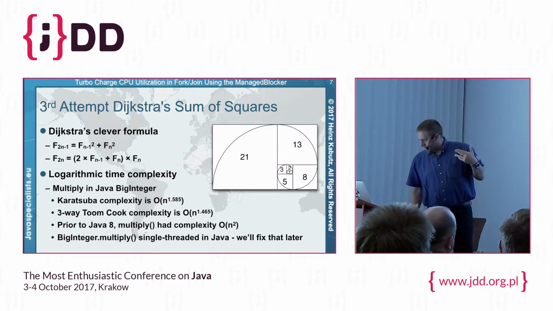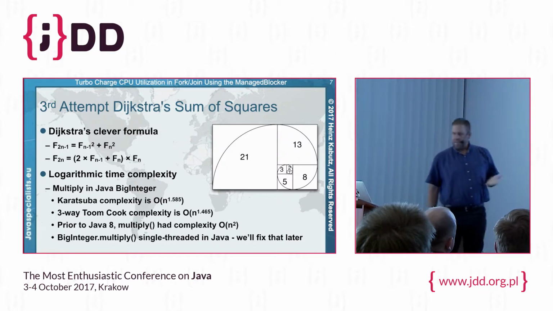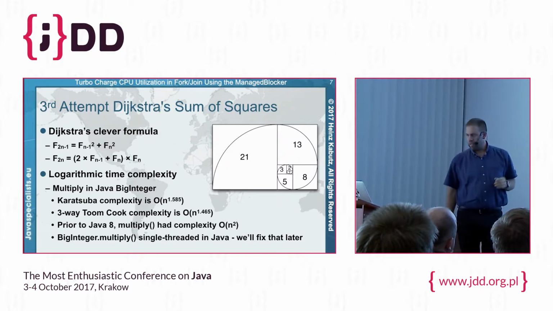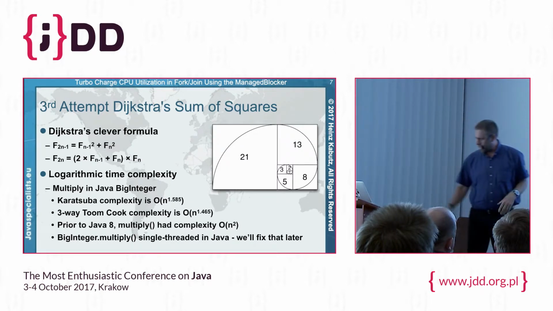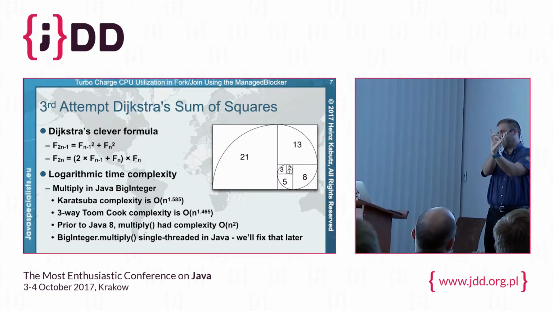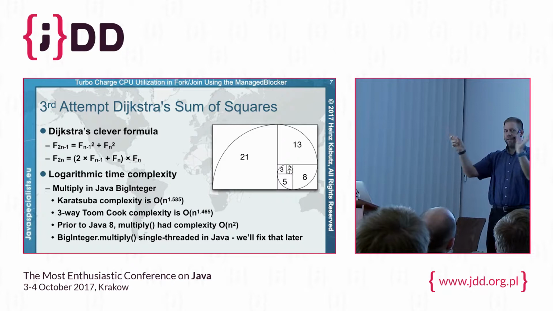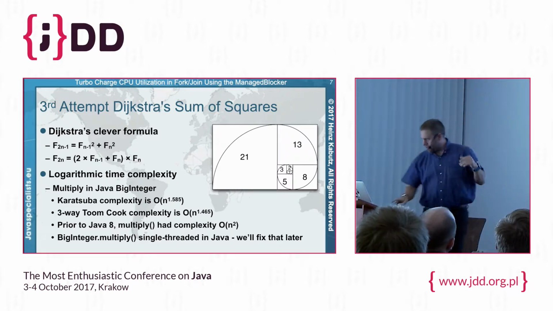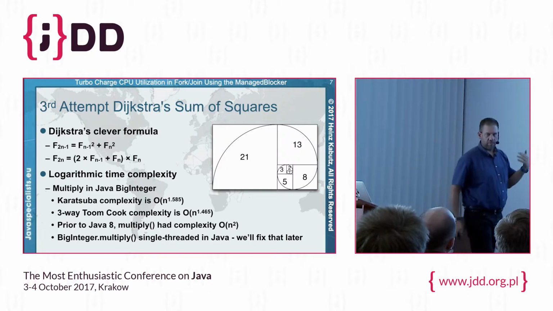BigInteger since Java 8 has got better algorithms. The one is called Karatsuba. Karatsuba is not too difficult to understand. Basically what you do is you've got two big numbers, you split both numbers in half, and then you multiply the top by the bottom, and the bottom by the top and the other one, and then you combine them in some way. And the Karatsuba complexity is n to the power of 1.585.